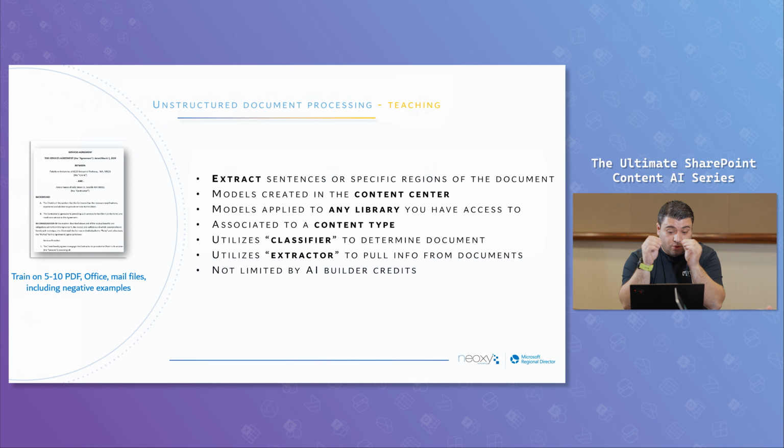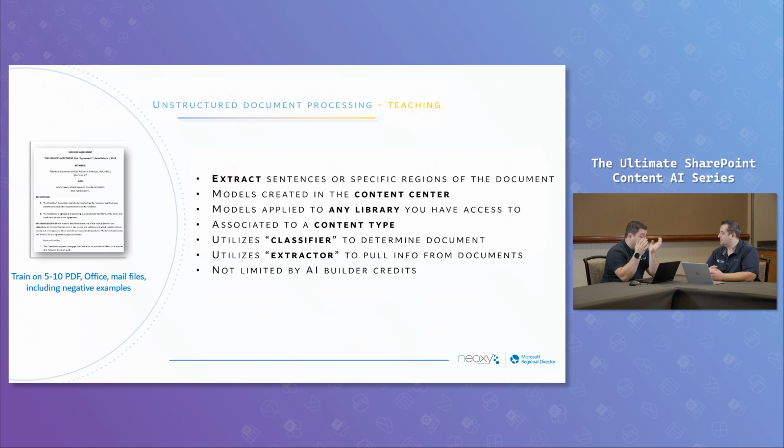Two words that you need to learn are the classifier and the extractor. The classifier is to determine the type of the document, and the extractor is the data that we want to pull out and bring into our document library. And the good thing is that we are not limited by the AI builder credits, which is on the structured side of the story. Awesome.